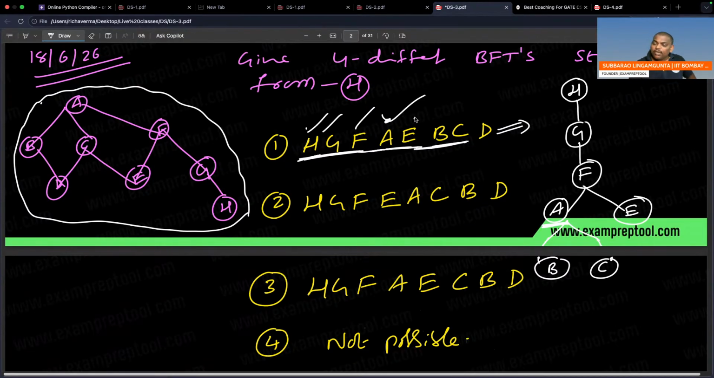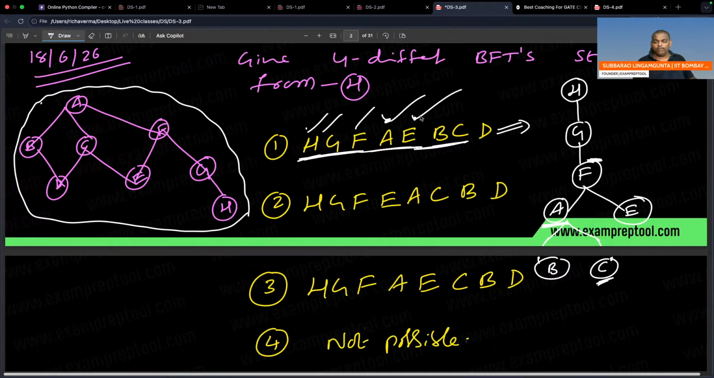Now what about E's adjacent? E's adjacent are C and F. C is already there and F is already there, so you need not take them again, because they are already covered. If you cover nodes that are already covered, then it becomes a cycle. Then what is the meaning of a BFT tree? A tree never contains a cycle. So E's adjacent are C and F, C already done, F already done, so simply ignore E.